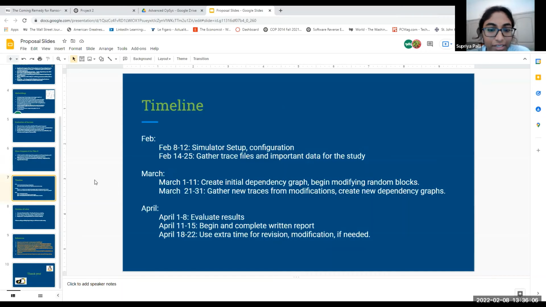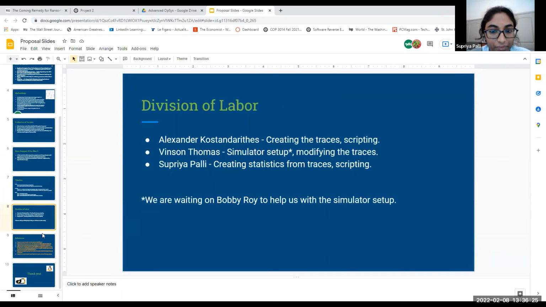And here's a general timeline. We're mostly going to be initially focusing on setting up the simulator. And then from there, we'll start collecting data on the traces and the dependency graphs, and then we can start to evaluate our results and begin writing the report. And here's our division of labor. As of right now, we're waiting for the simulator setup from Bobby Roy, and then from there we can get started on each of our individual tasks.